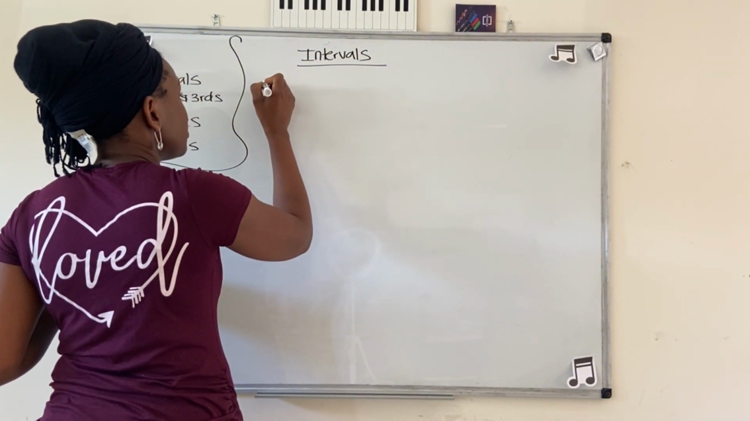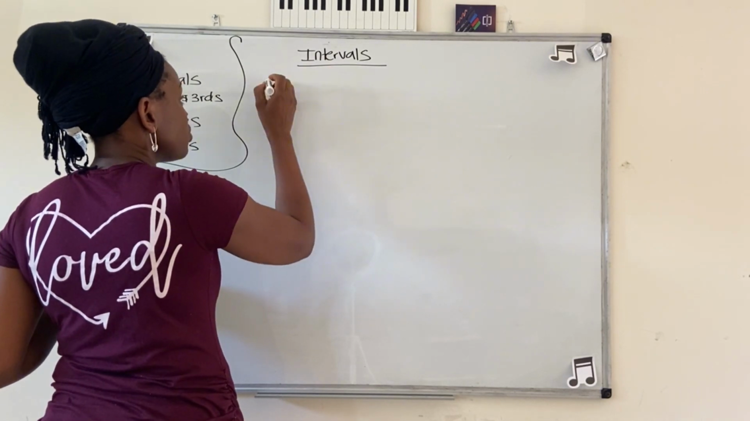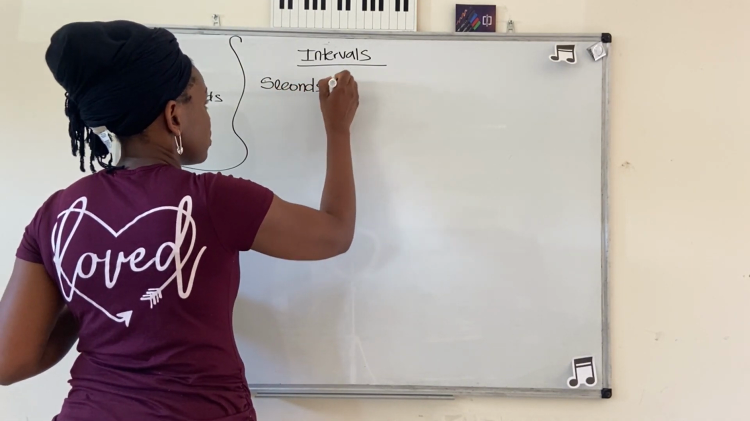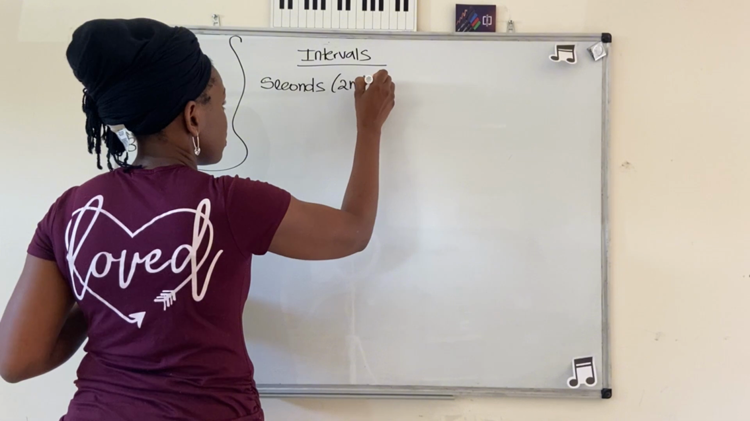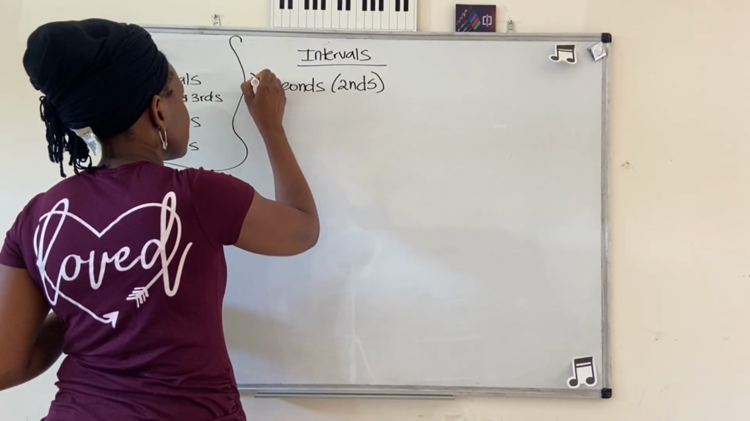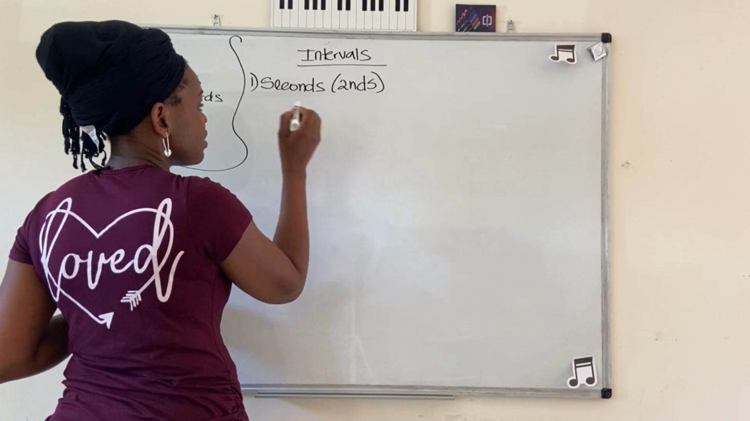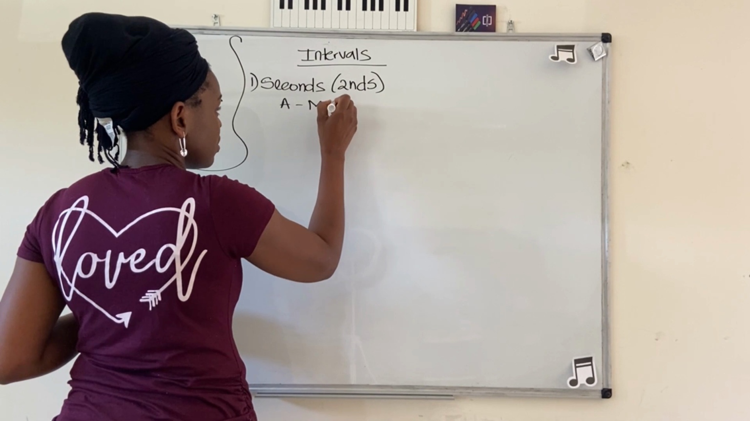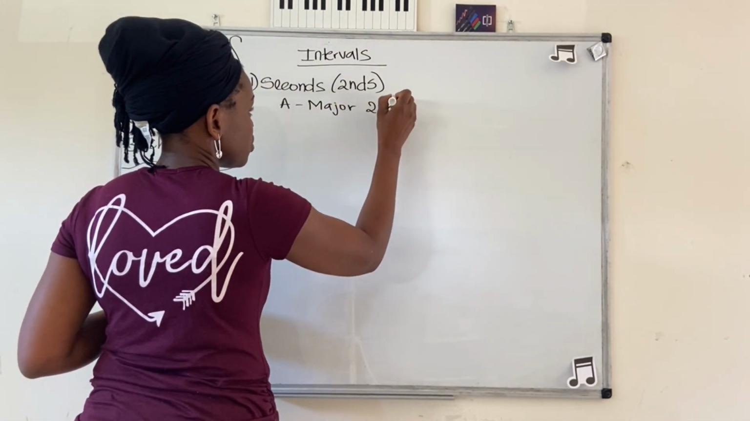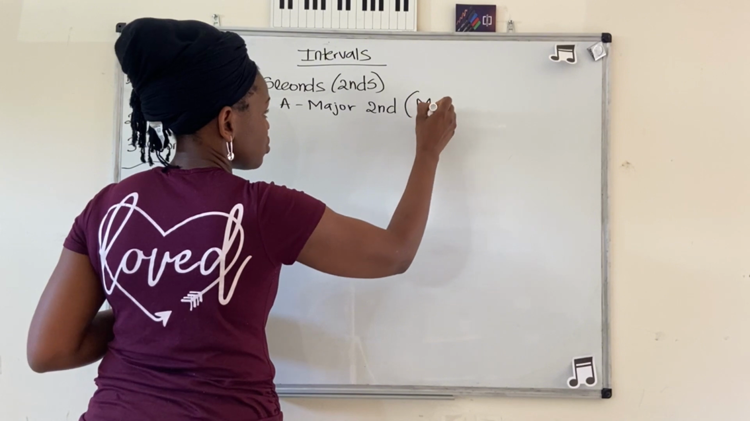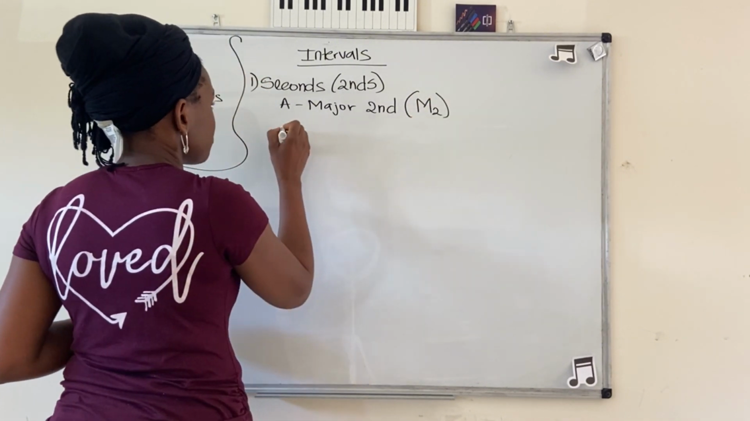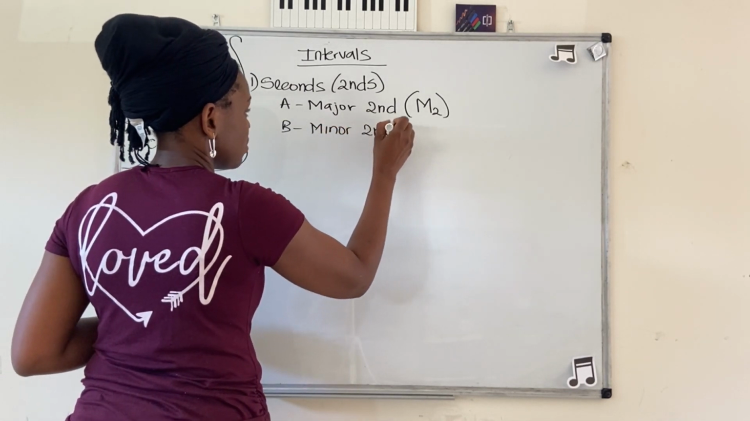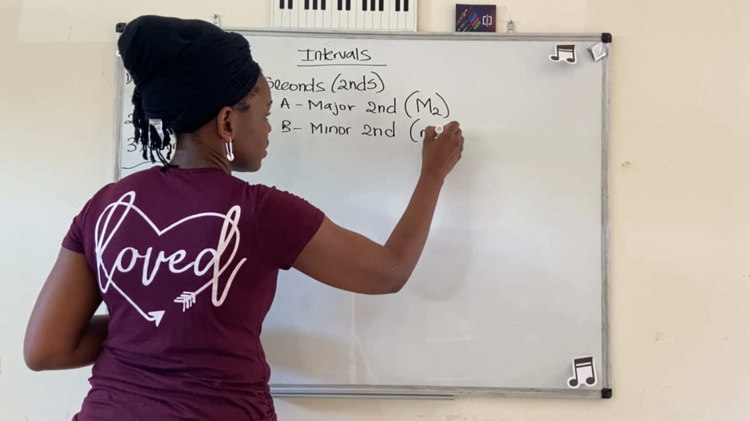We'll start with seconds. And for seconds, we have two kinds of seconds. We have the major second, which is also written M2, uppercase M, and we have the minor second, which is also written lowercase m2.